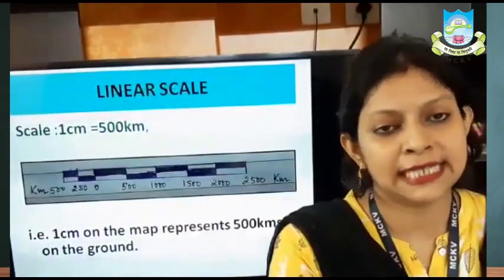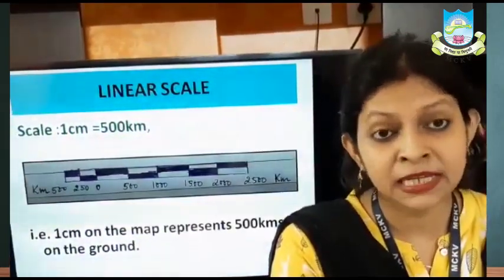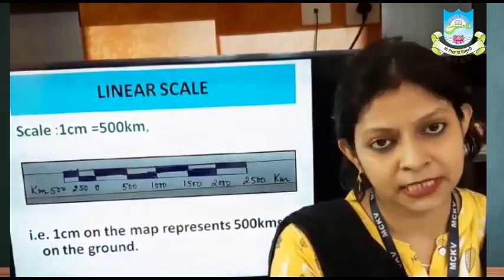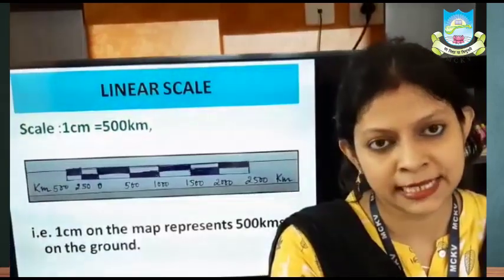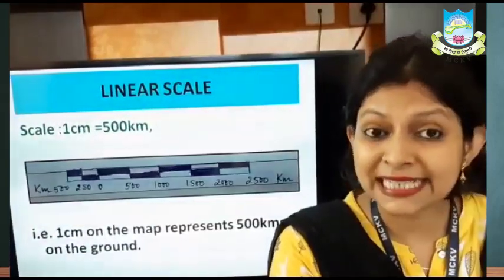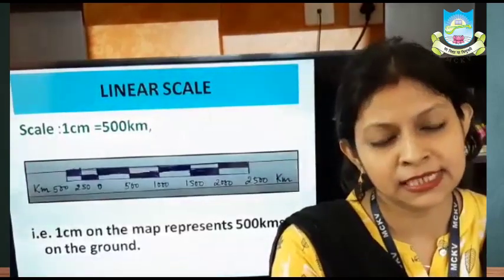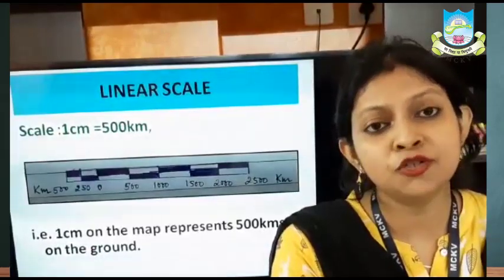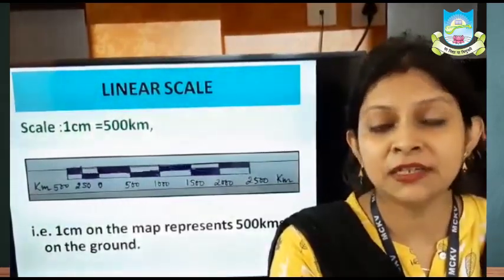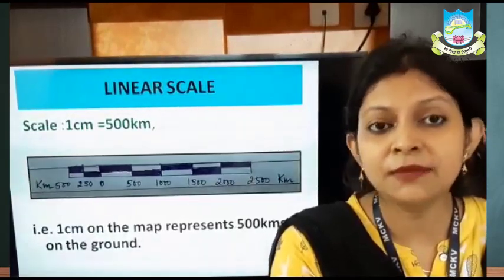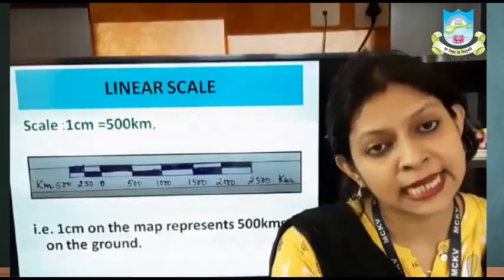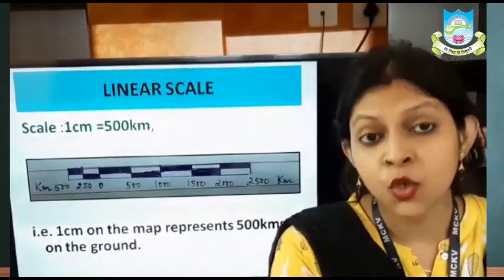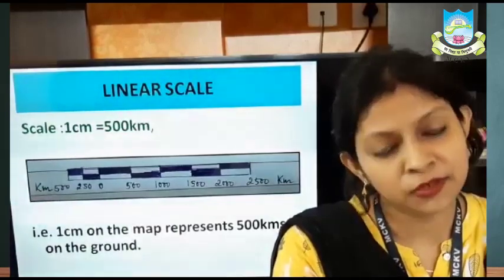We move on to the third type, linear or graphical scale. Here, the ratio between map distance and ground distance is represented graphically. Let us learn how to draw a linear scale. The scale given is 1 centimeter is equal to 500 kilometers. Let us first draw a straight line of any desired length and divide the line into primary divisions of 1 centimeter each. Remember, the first primary division will be subdivided into secondary division. Now, each primary division of 1 centimeter will represent 500 kilometers on the ground.